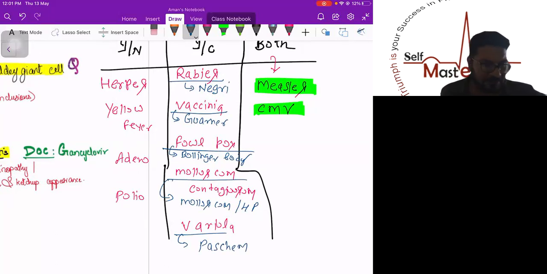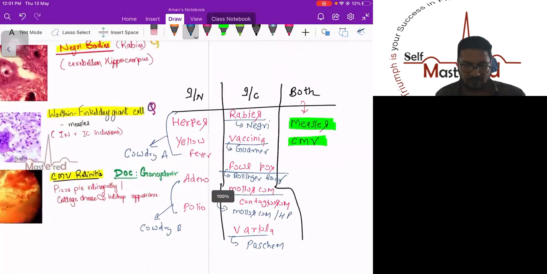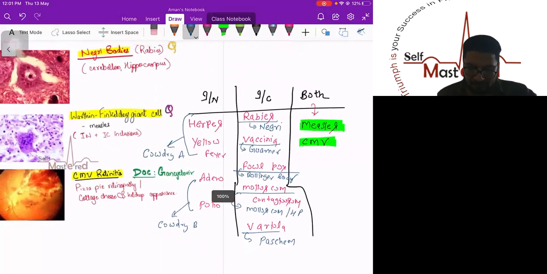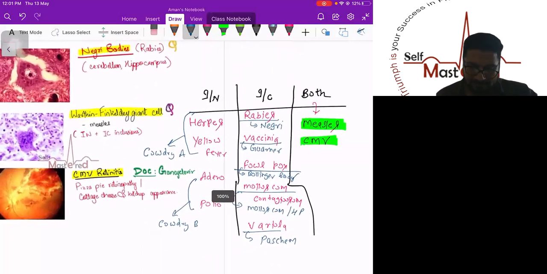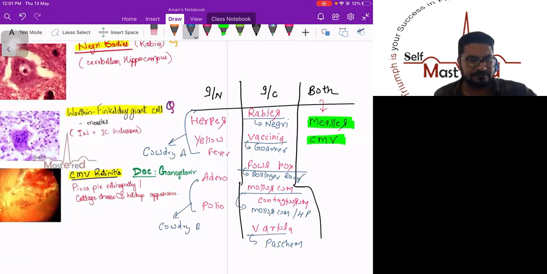If I talk about intranuclear, in herpes and yellow fever, we call this Cowdry type A. And in adeno and polio, we call this Cowdry B. So these are the inclusion bodies that you should remember for exam purpose. They can be intranuclear, intracytoplasmic, or both types of bodies.